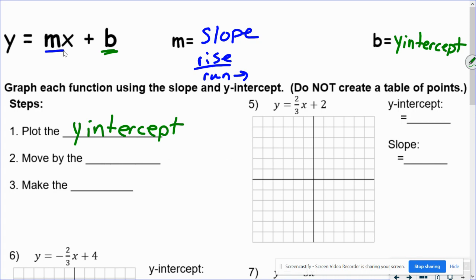So which one is my y-intercept? Is it the 2/3 or is it 2? It's our 2. So b equals 2. That tells me right there is my first part.